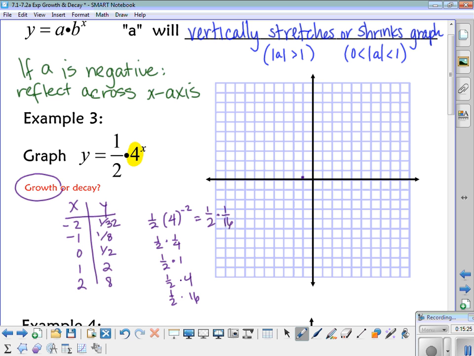So yeah, I'm not even going to try and graph 1/32. 0, 1/2, 1, 2, and 2, 8. And then you just do your best to fit a curve to those points.